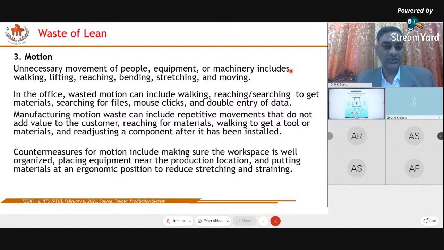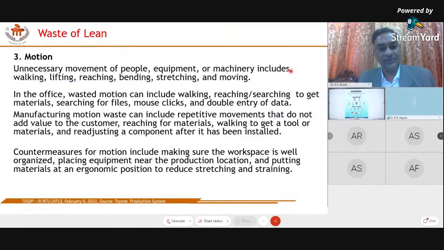Or the machine is coming to us. Or the bending means, while assembling we are bending our body, so there is only trunk movement. Not the complete body is moving. We are moving from the trunk only. And there is eye movement, right? Then the stretching and then the moving. So with the help of that, we can reduce the motion.